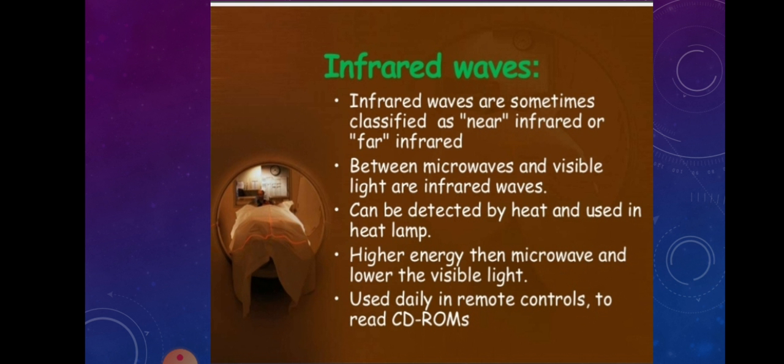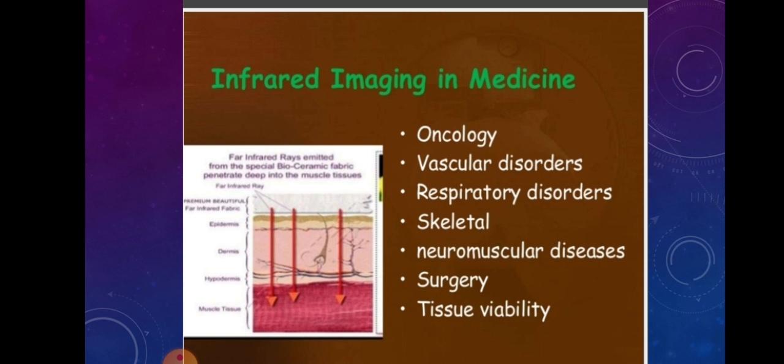Infrared waves. Infrared waves are sometimes classified as near infrared or far infrared. Between microwaves and visible light are infrared waves. They can be detected as heat and are used in heat lamps. They have higher energy than microwaves and lower than visible light. They are used daily in remote controls and to read CD-ROMs. Infrared imaging in medicine can be used for oncology, vascular disorders, respiratory disorders, skeletal and neuromuscular diseases, surgery, and tissue viability.